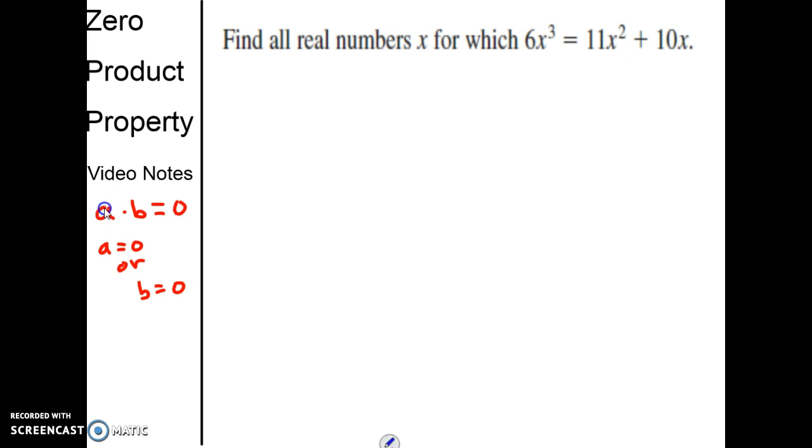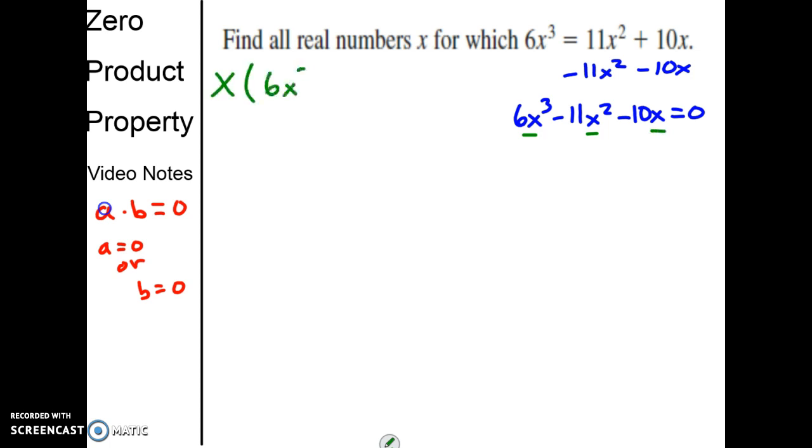This is a rather involved problem, but first of all we need to set everything equal to 0. It seems a little counterintuitive, but I would subtract 11x squared and 10x from both sides, because I don't want to have an a that is negative. So I have 6x to the third minus 11x squared minus 10x equals 0. To solve this, I would need to factor it. Hopefully you see that each term has an x in it, so we can factor an x out, which actually makes our life a lot easier.